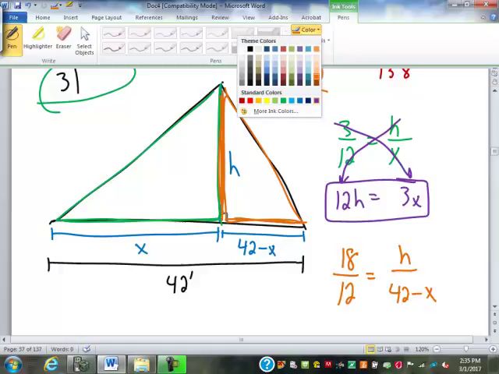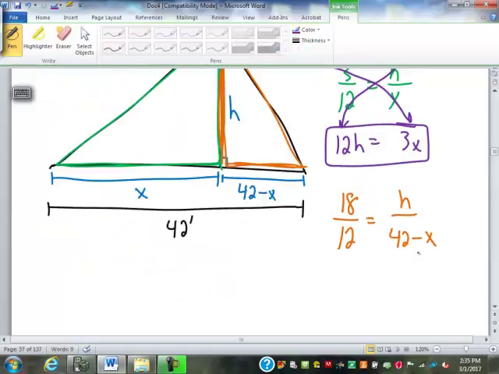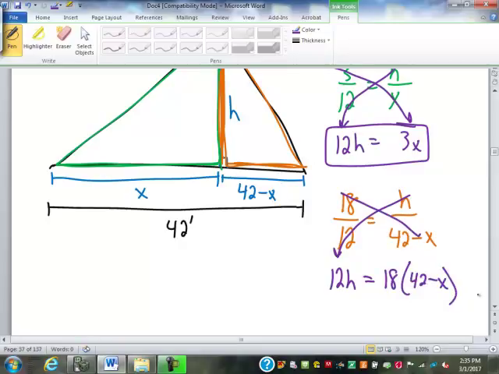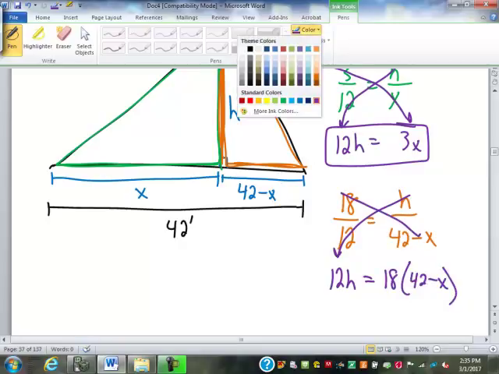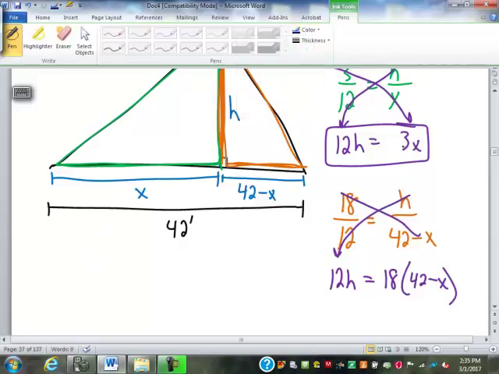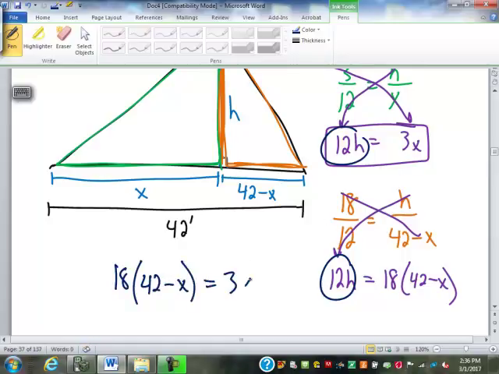So now we're going to cross multiply here. H times 12 is 12H again. That has to equal 18 times 42 minus X. So again, we end up with an equation. Since both of these equal 12H, I can just set them equal to each other. I'll do the 18 times 42 minus X has to equal the 3X.